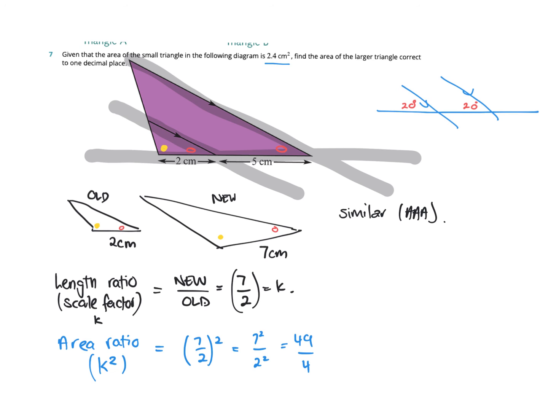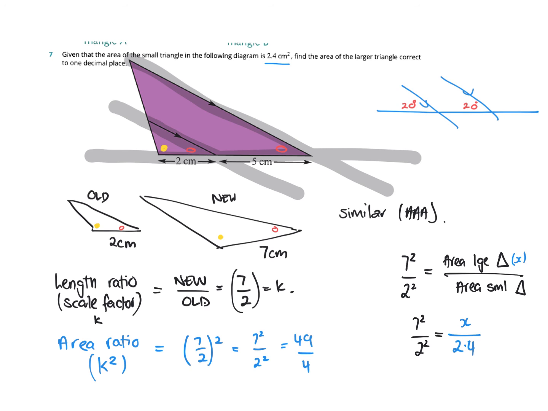When we know the area ratio, we're going to compare them. I'm going to write 7 squared over 2 squared like that. We know that would produce the same ratio as the area of the large triangle over the area of the small triangle. So I can set up an equation. I do know what the smaller area was, it was 2.4, they told me that. I'm going to call the area of the big one X, because I don't know what that one is.